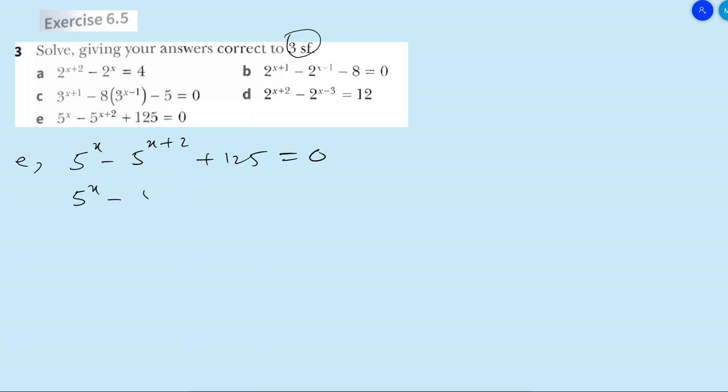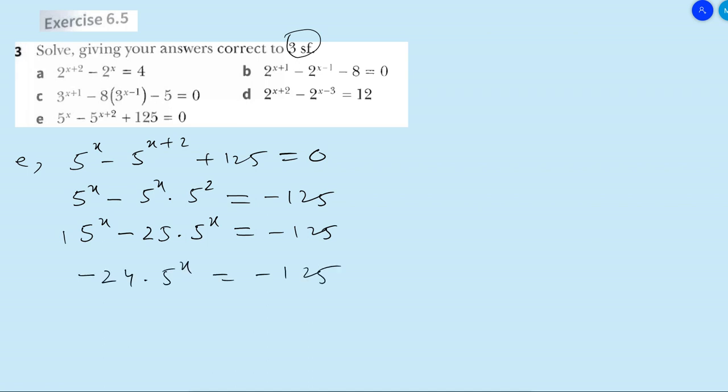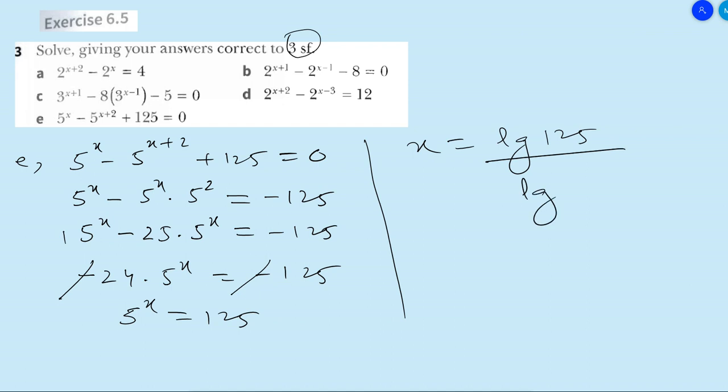5 power x minus 5 power x into 5 power 2. Move this 125 to the other side, it will be minus 125. Now 5 power x minus 5 power 2: 5 power 2 is 25, and this 5 power x remains. So 1 into 5 power x minus 25 into 5 power x. So 1 minus 25 is minus 24 into 5 power x equals minus 125. This minus cancels with this minus. Taking log on both sides, x is equal to log of the value upon log 5. Now use a calculator to find the answer.